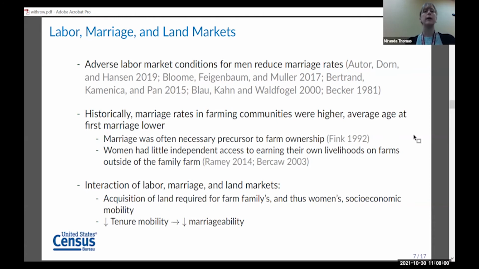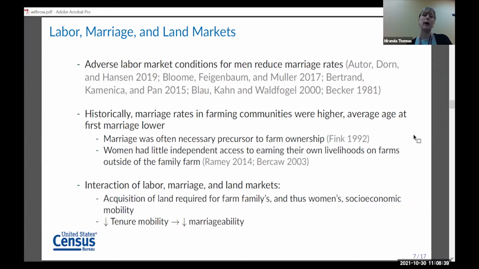And for women, it was very unusual for them to have access to earning a livelihood, say, on a farm without the farm family. In the South, just in 1920, only 3% of white women and 13% of Black women were listed as independent farm wage workers in the census. And in the South in 1920, only 3 to 4% of farm owners were women at all, most of them white and most of them inheriting that land after their spouse had passed away. So this really highlights the importance of the interaction of the labor, marriage, and land markets in family formation on the farm during this time.